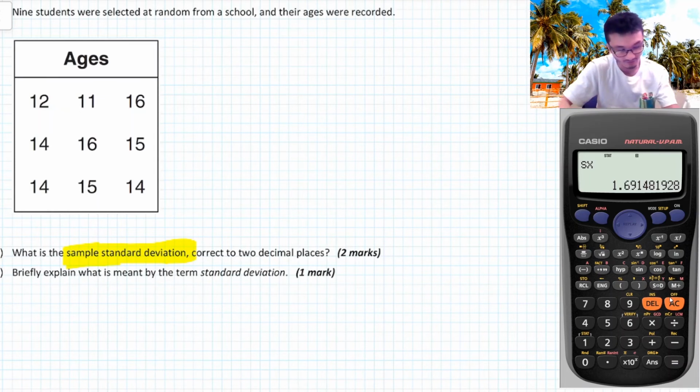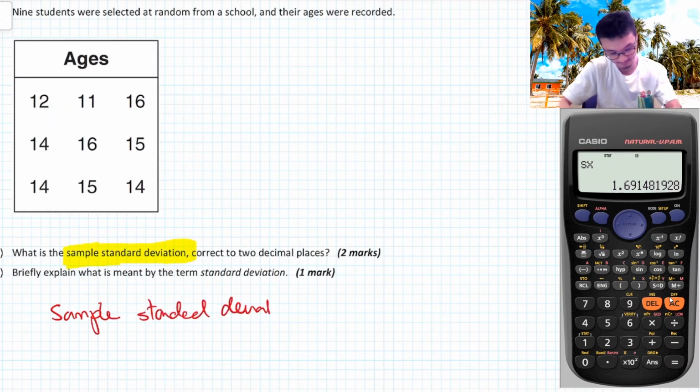Typically I write out the whole calculator display anyway, and then I write it afterwards. So sample standard deviation is equal to 1.69148. That's just 1.69 to 1 dp.